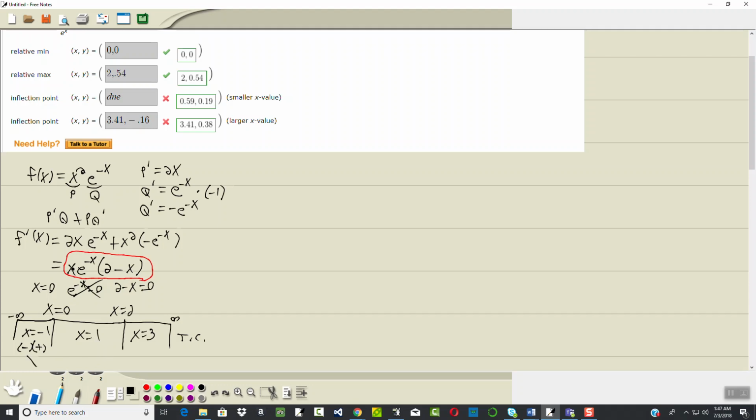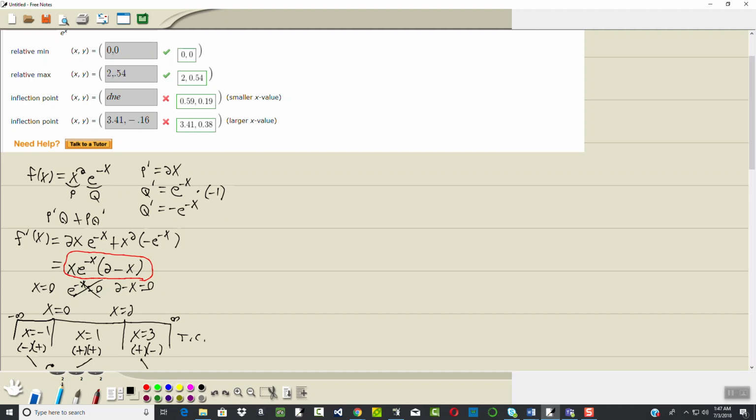If I plug 1 in here, that's positive. And if I plug 1 in here, 2 minus 1 is positive. So positive times positive is increasing. And if I plug 3 in here, that's positive. If I plug in 3 here, 2 minus 3 is negative. Positive times a negative is negative, so that's decreasing.